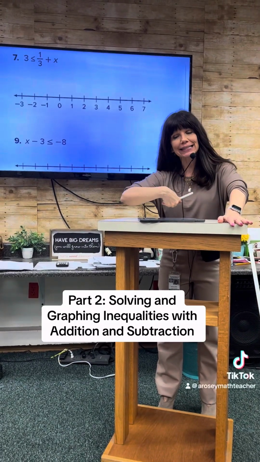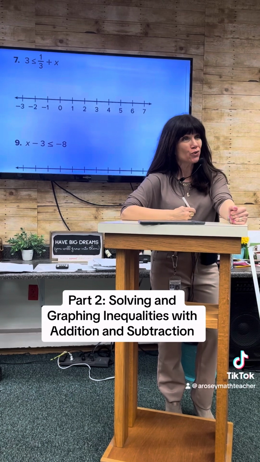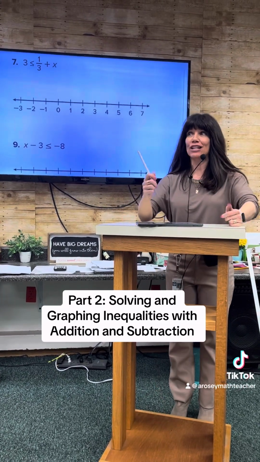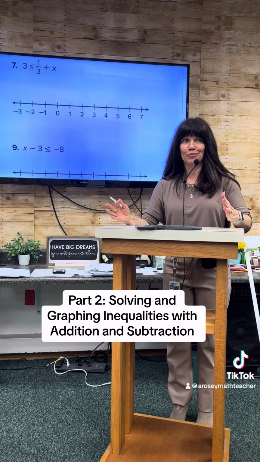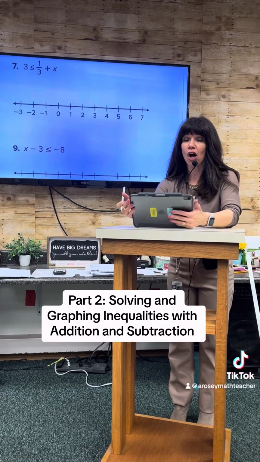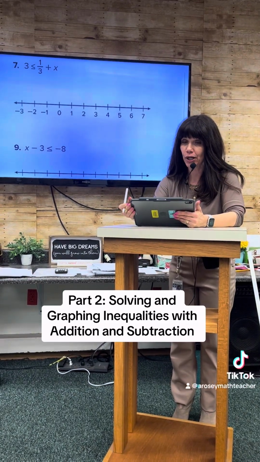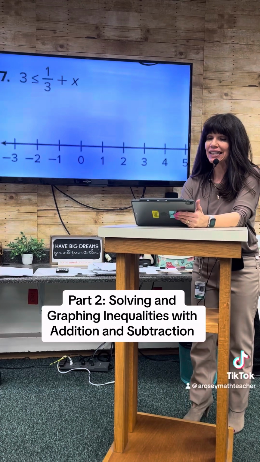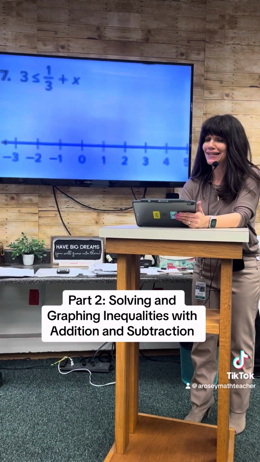This is 5th period again today, and we are still working on solving two-step inequalities. Everybody today is wide awake. If they're not, they're going to pretend. And they're going to help us solve item number 7 for tonight's homework. It says 3 is less than or equal to 1/3 plus x.